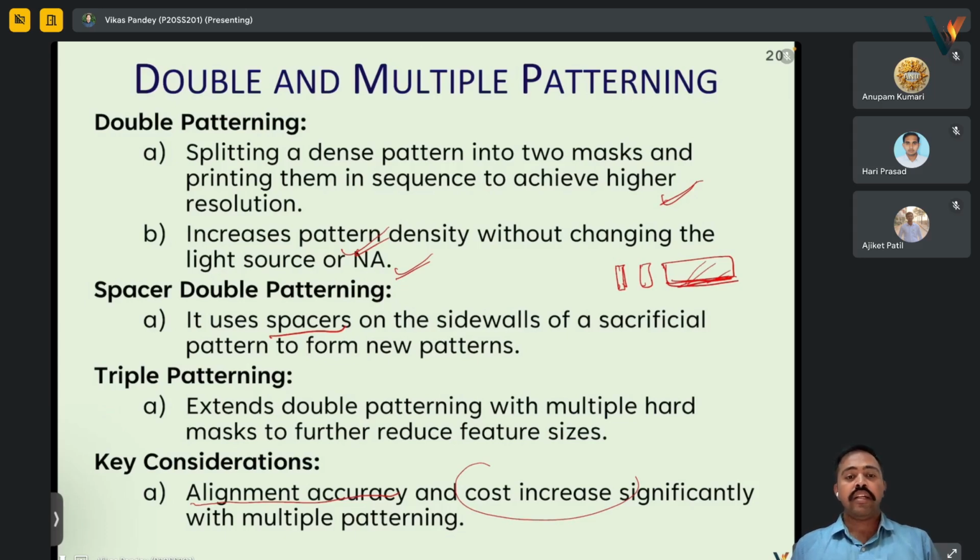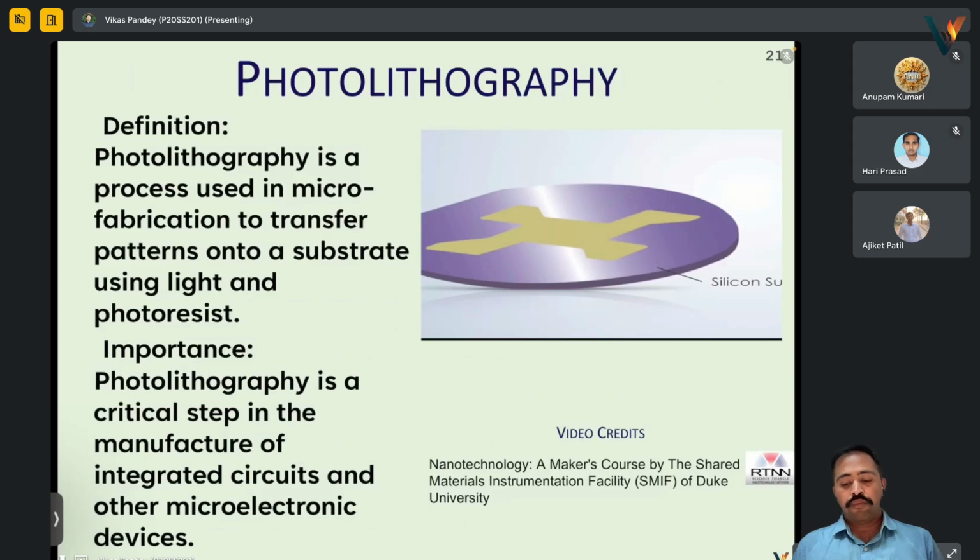And that is why, if we are doing it multiple times, that will increase the cost significantly. So now we have seen it.